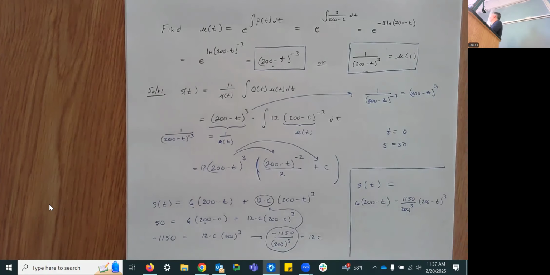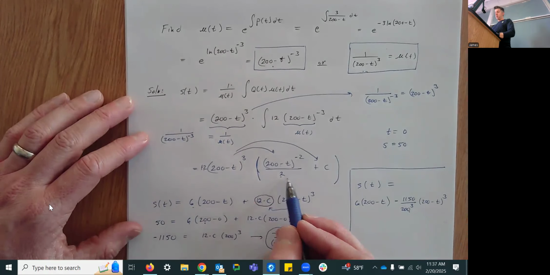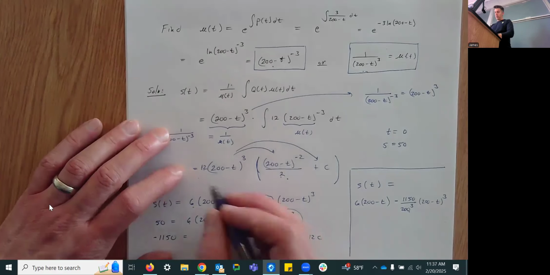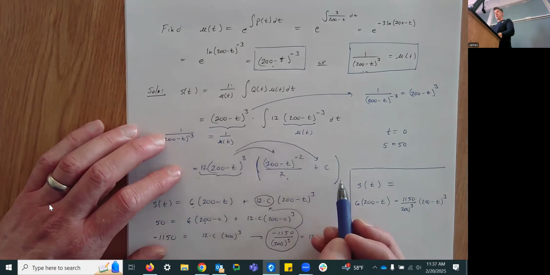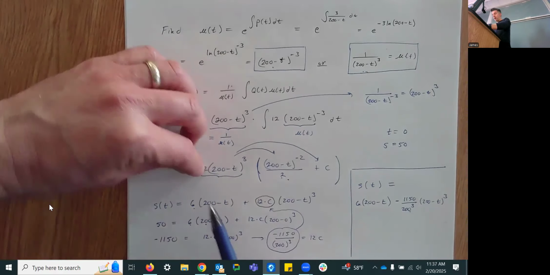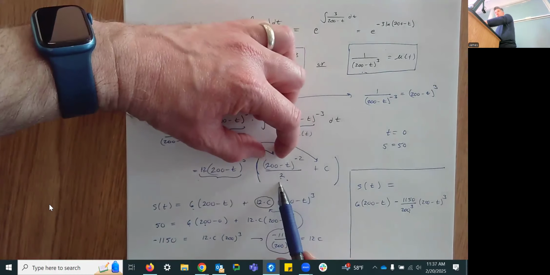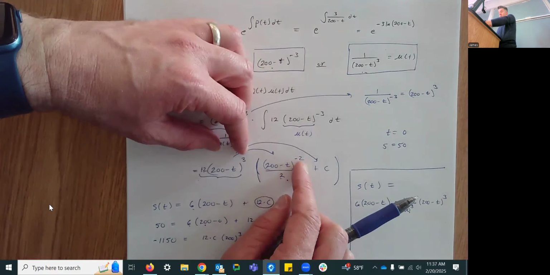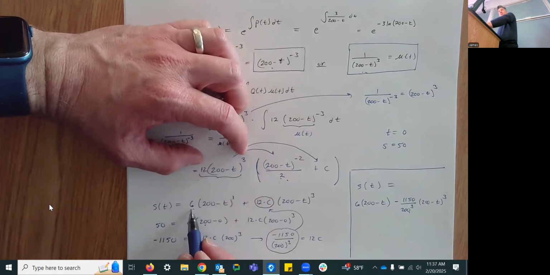So the 2 disappears and I see a 6, so how do we split up the 12? Because 12 divided by 2 is going to give me that 6. Yeah. And then the 12 doesn't get divided by 2 and you multiply it here. So I'm distributing that whole thing to each piece. So the first piece is 12 times (200 minus t) cubed times (200 minus t) to the negative second divided by 2. The powers add up to positive 1. And the 12 times 1/2 gives me the 6.